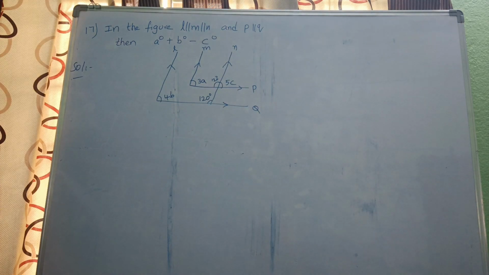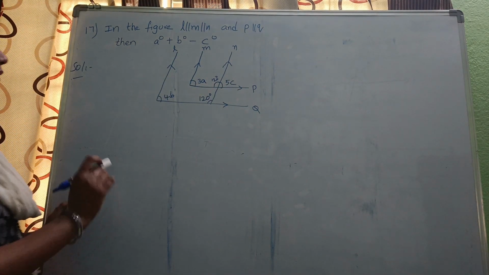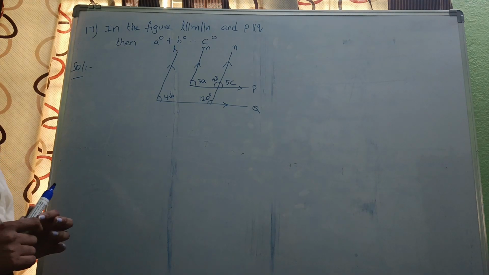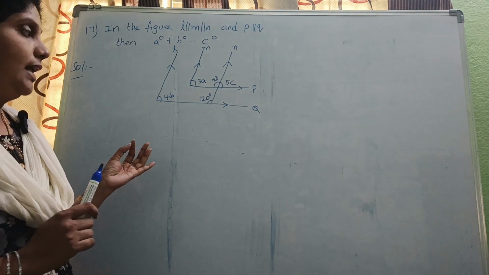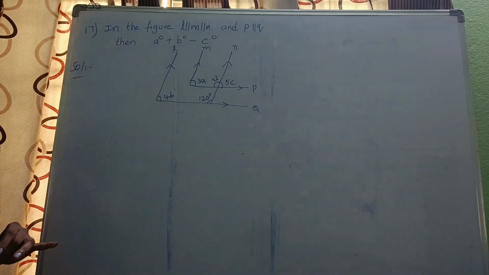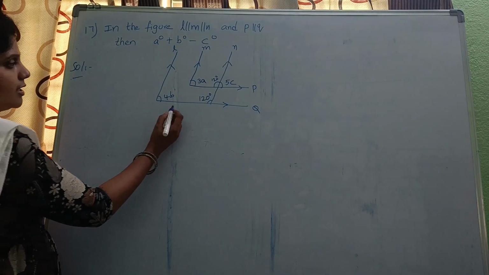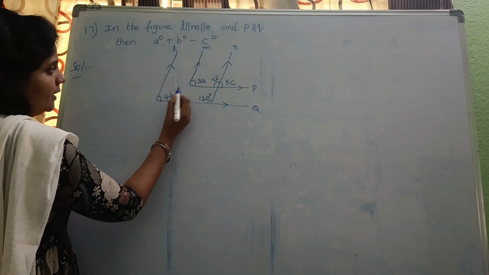So before going to find A, B, C, we need to know some concepts. What are those? Corresponding angles, linear pair and co-interior angles. Okay, we should be aware of that before going to solve this problem. Now, first we need to solve this. So how to find A, B, C?